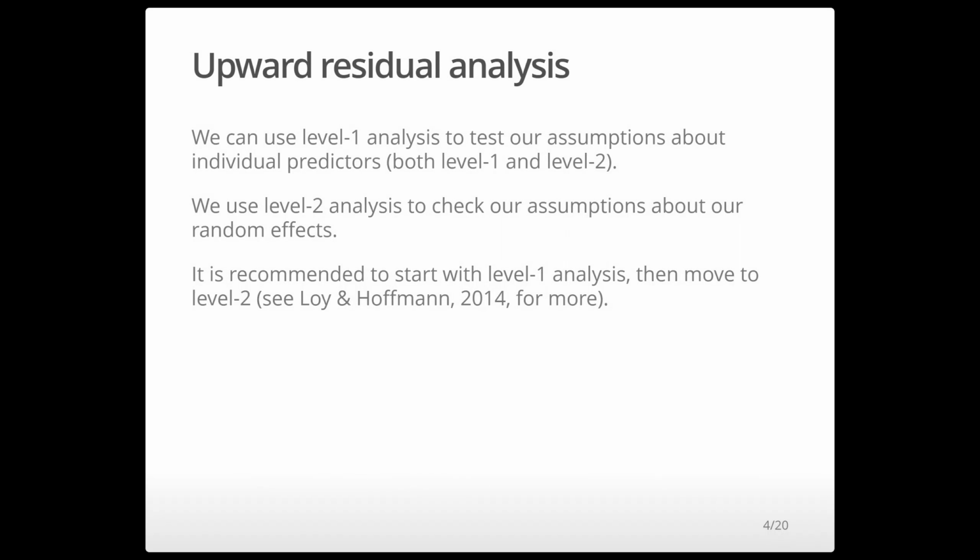We're going to do this with a process called upward residual analysis. And this starts by doing a level 1 analysis. And in the level 1 analysis, this is where we check our predictors. This includes both level 1 and level 2. And we'll talk about why this is shortly. And then we use the level 2 analysis to check our assumptions about random effects. It's recommended to start with the level 1 analysis and then move on to level 2.